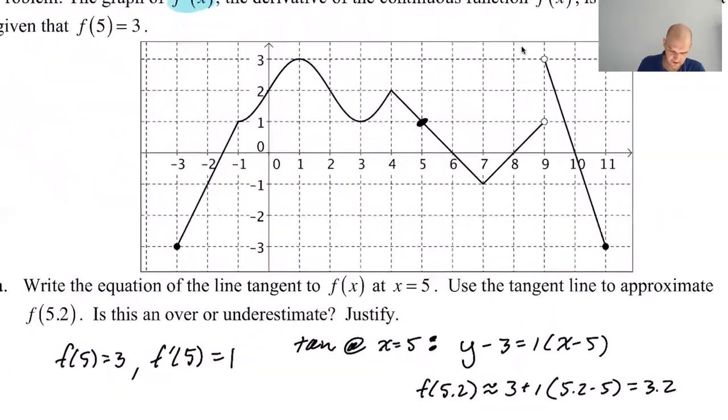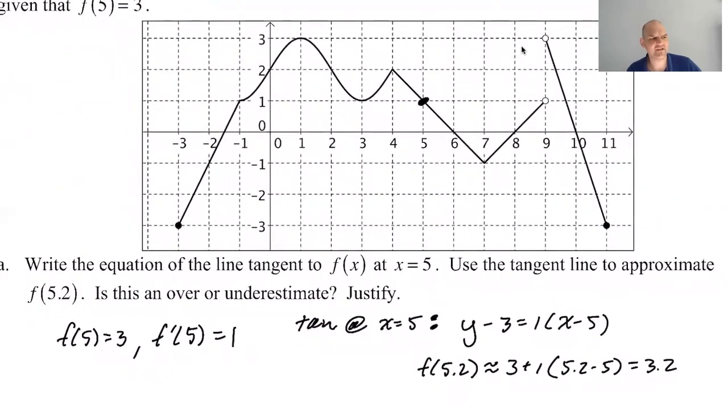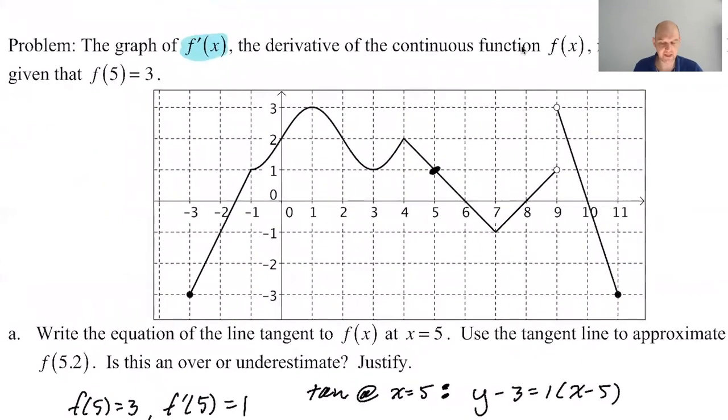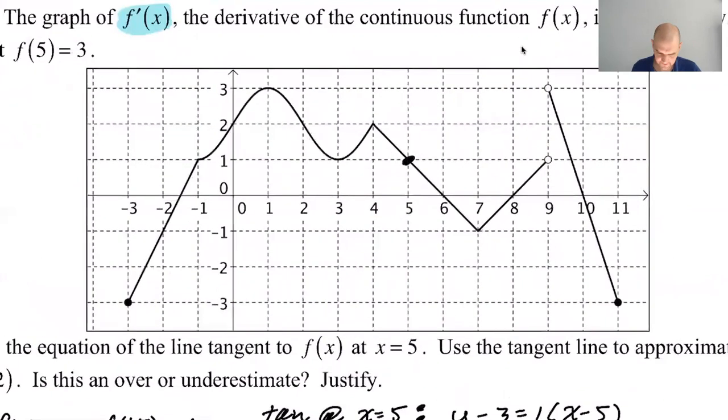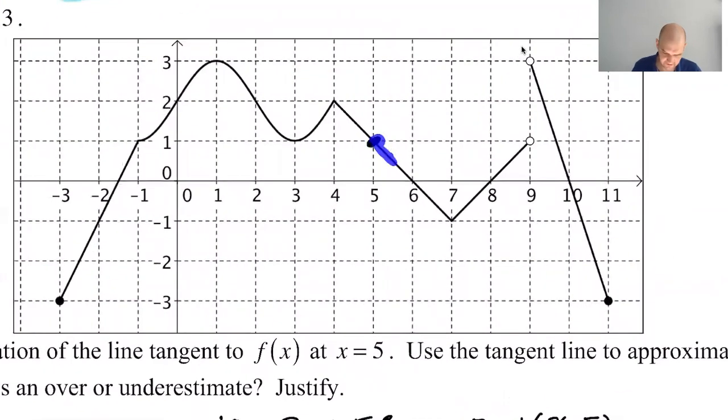When we're talking about over and underestimates, I like to talk about concavity. And to talk about concavity, if I have f prime, I like to talk about if f prime is increasing or decreasing. So on the interval from 5 to 5.2, f prime is decreasing, which means f double prime is negative. Both of those mean f of x is concave down. And if f of x is concave down, then the tangent line is above, so we get an overestimate.